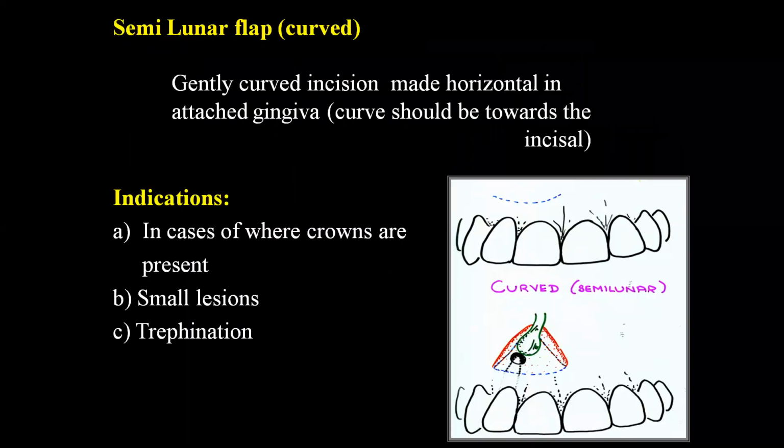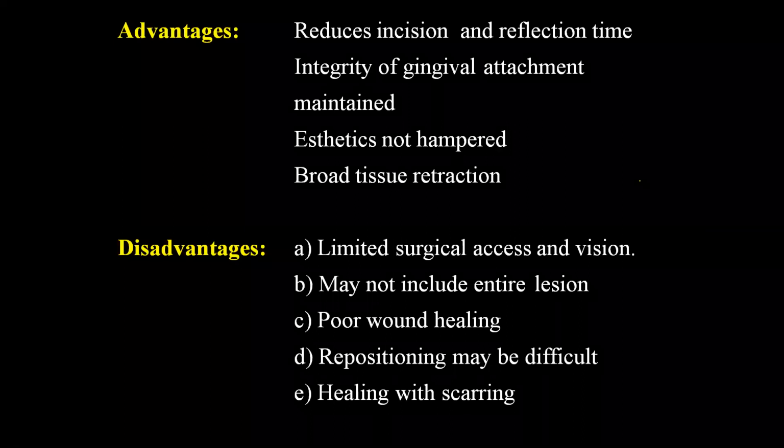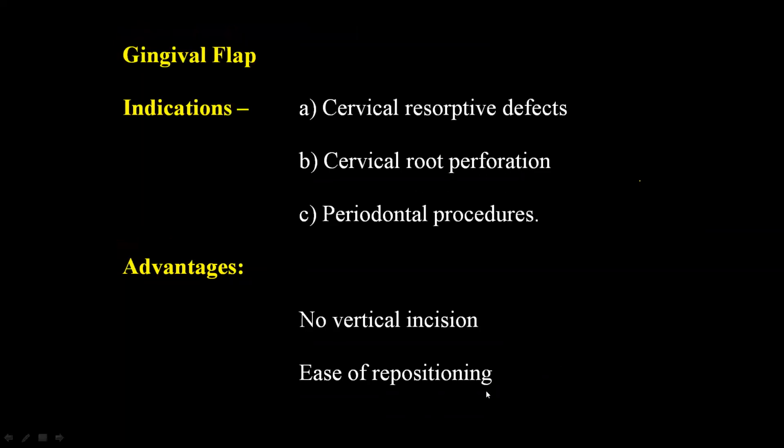So semilunar is one of the oldest flaps, still you can see some patients with scarring in the periapical region. In cases where a crown is present, small lesion, trephinations, and if you correctly know about that area, you can do that, but it usually heals with scarring, but it is a very conservative design. Esthetics is not hampered because the crescent-like semilunar incision is given in the apical region only. Mostly the problem is healing with scarring. That is the only major disadvantage with that.